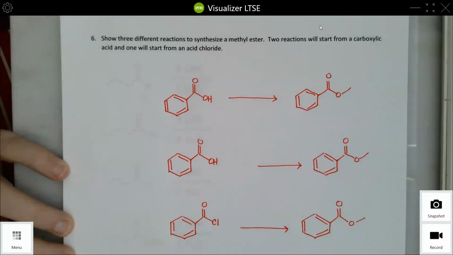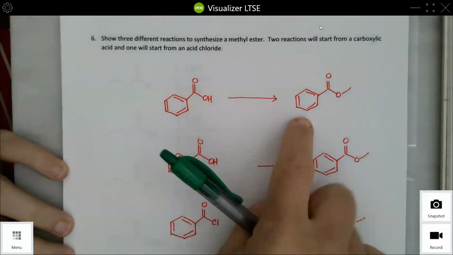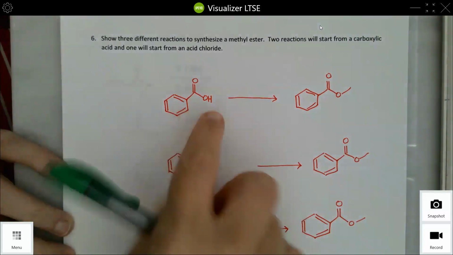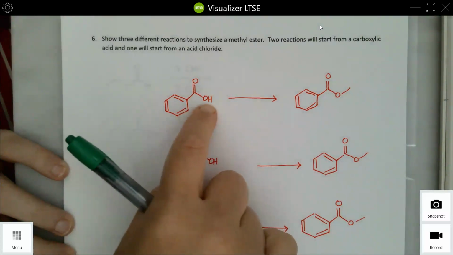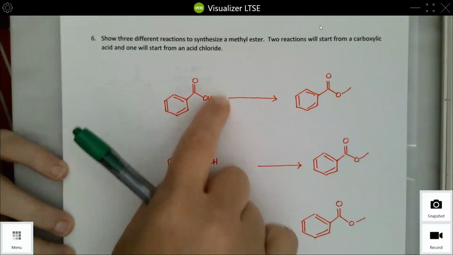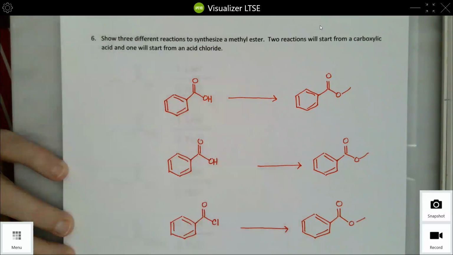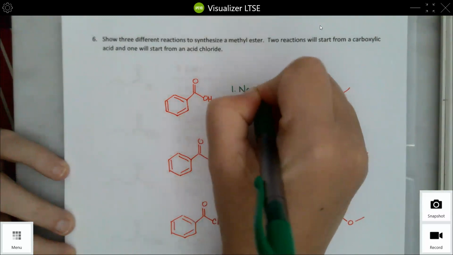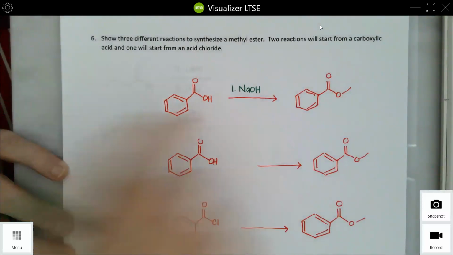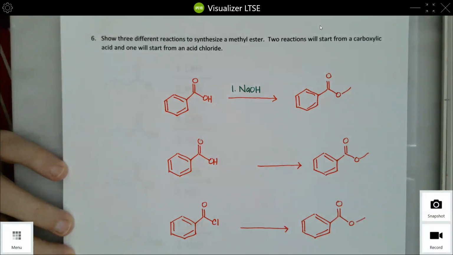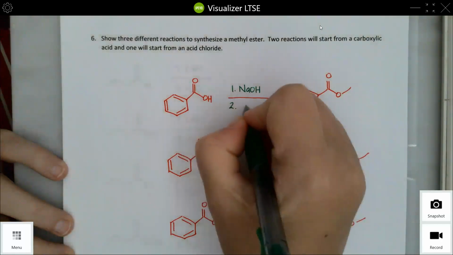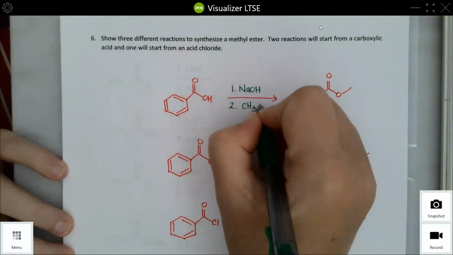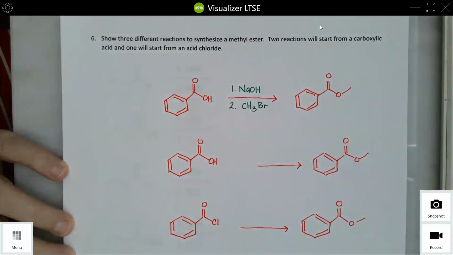One way to go to an ester from a carboxylic acid is to deprotonate the acidic proton on the carboxylic acid. Recall this has a pKa of about 5, so it's fairly acidic. So we can treat that with sodium hydroxide, and that's a strong enough base to fully deprotonate the carboxylic acid, producing a carboxylate, which can act as a strong nucleophile and do an SN2 reaction with methyl bromide or methyl iodide and produce the methyl ester.